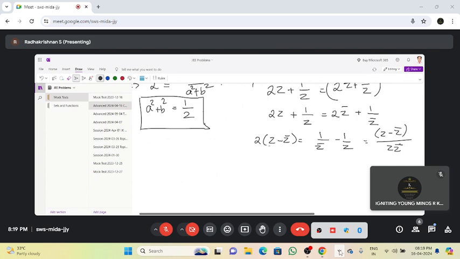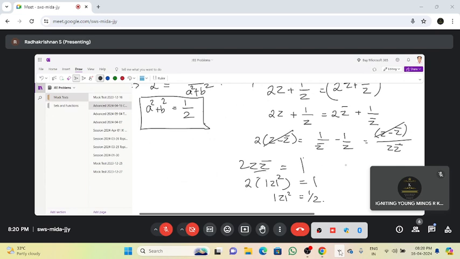If z minus z conjugate is non-zero, we can cancel it out. So 2 into z z conjugate equals 1, and we know that z into z conjugate is the same as mod z square. So mod z square is equal to 1 by 2.